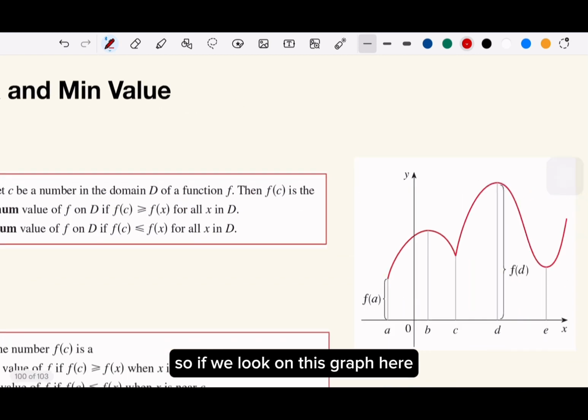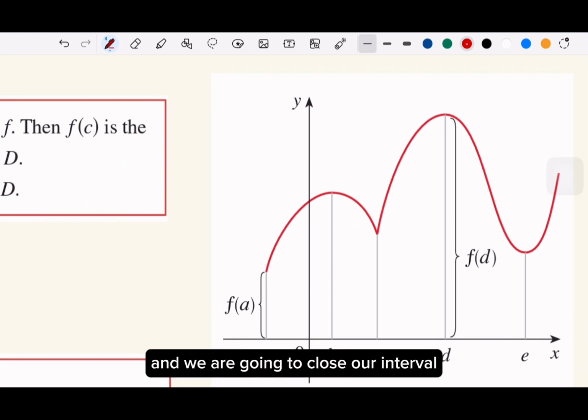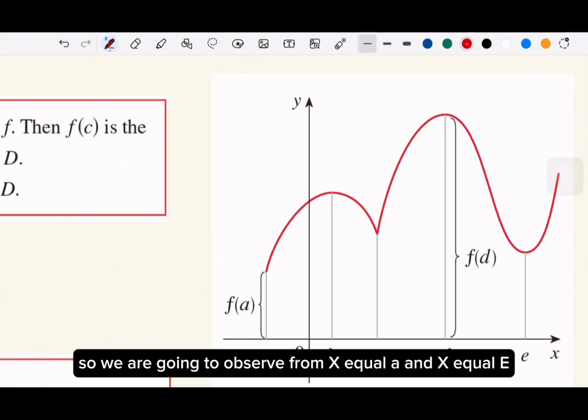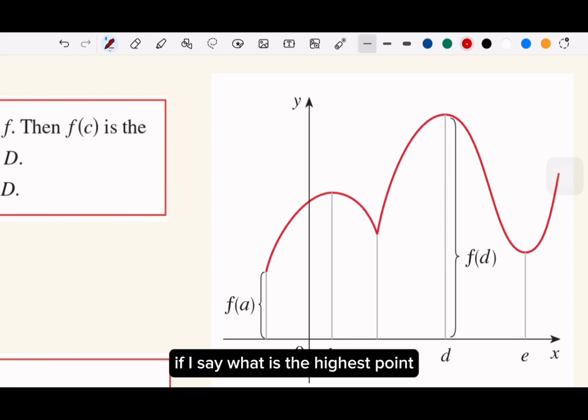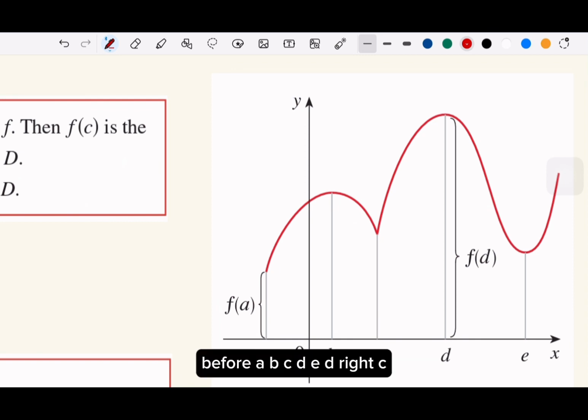So if we look at this graph here, for example, we are going to close our interval, closed interval A and E. So it's not an open interval, so we are going to include A and E in the graph. We are going to observe from x equal A until x equal E. If I say, what is the highest point, the maximum point? Which one? A, B, C, D, E? D, right? D. How about B? Is B maximum?